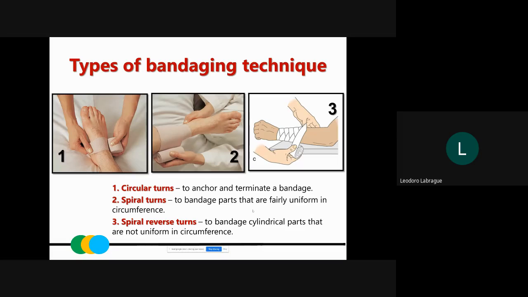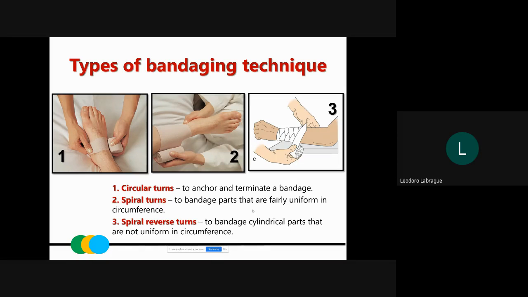Okay, I want you to look at photo number 1. We call it a circular turn. A circular turn is normally performed when you start the bandaging and when you end the bandaging, to anchor and terminate. You start bandaging here with circular turns, and you complete the bandaging here, ending it with circular turns. You will do that in the lab, don't worry.